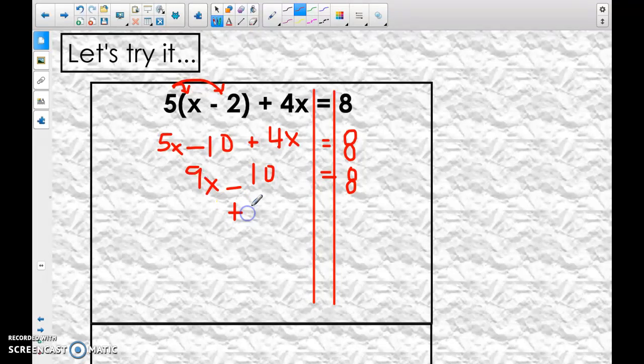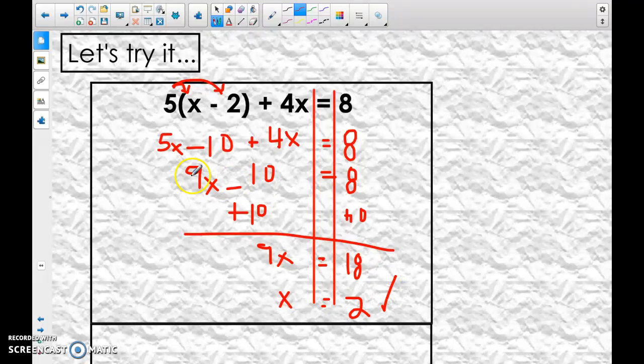So we got to add 10, which gives us 9x equals 18. To get x alone, we'll divide by 9 on both sides, and we'll end up with x equals 2. A few more steps in this problem. Get rid of the parentheses, combine like terms, and then solve as normal.